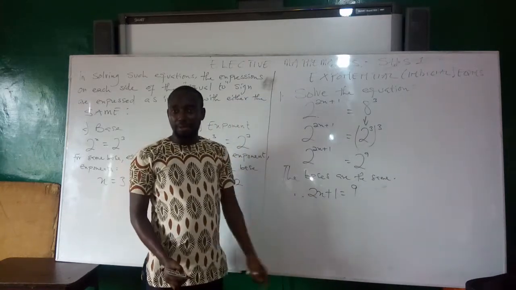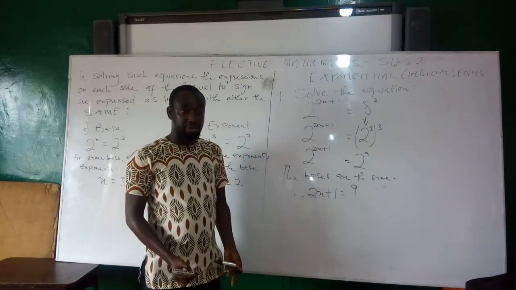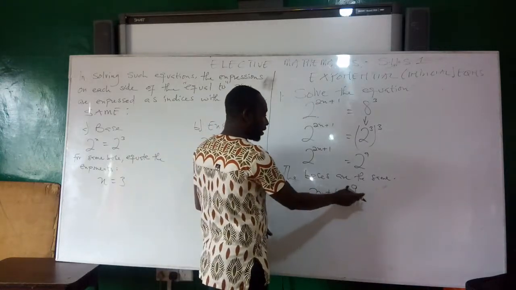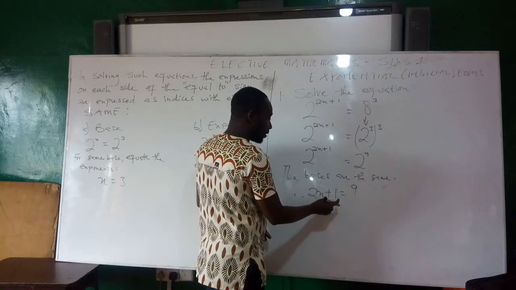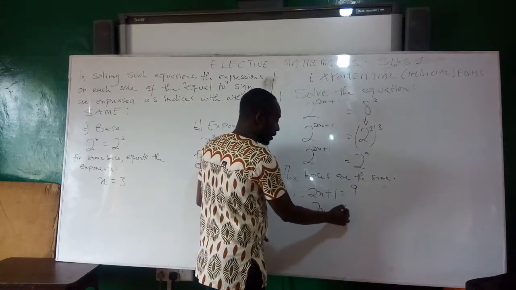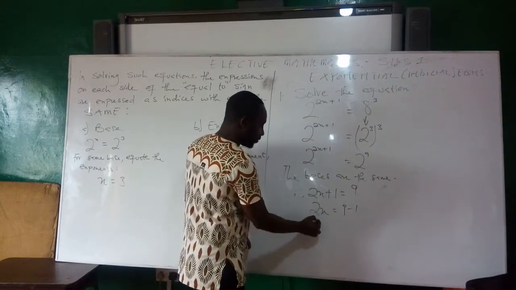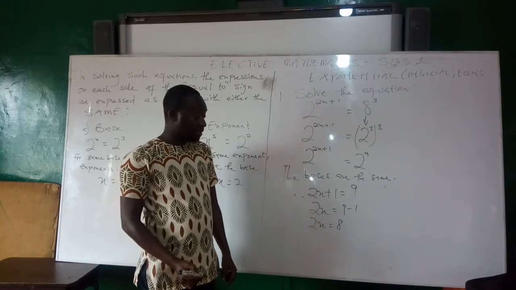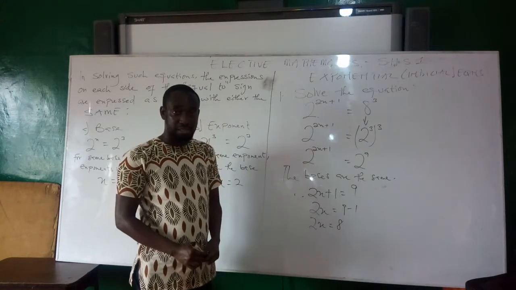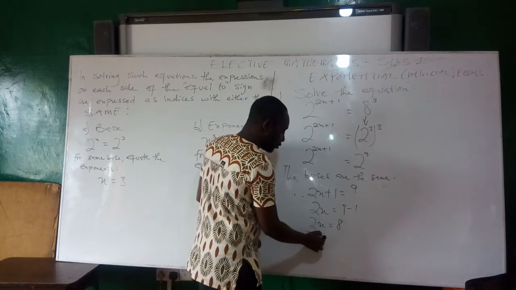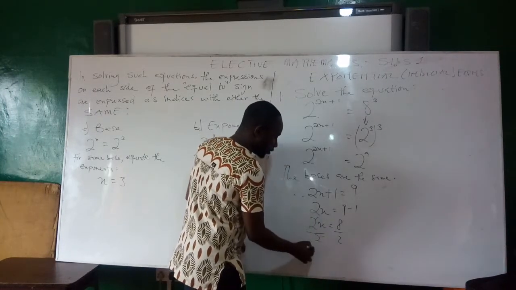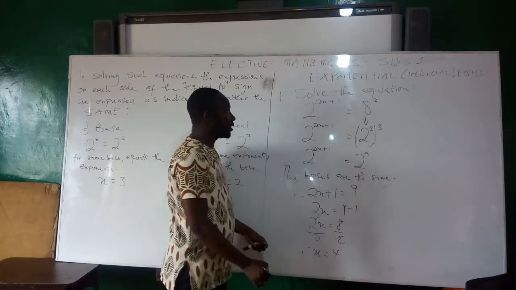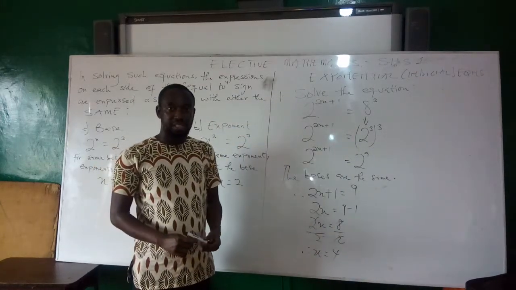Now this becomes a linear equation in one variable. So we can solve this equation using our own idea of solving equations. So we can transpose the 1 to this side. So we write this as 2x plus 1 minus 1 equals 9 minus 1. Then we have 2x equals 8. So now, to find the value of x, we need to divide both sides by the coefficient of x. So we divide by 2, we divide by 2. So therefore, we get x equal to 4. So this is the solution to our very first question.